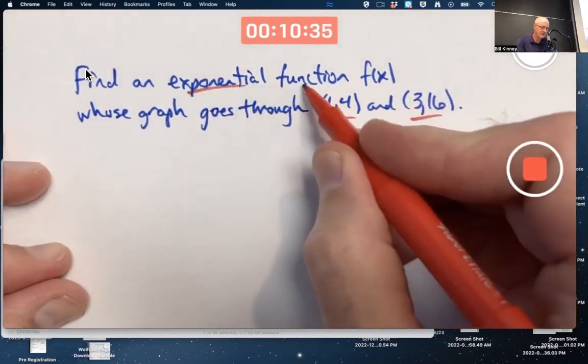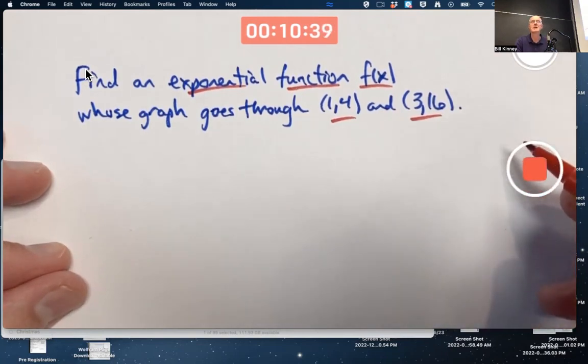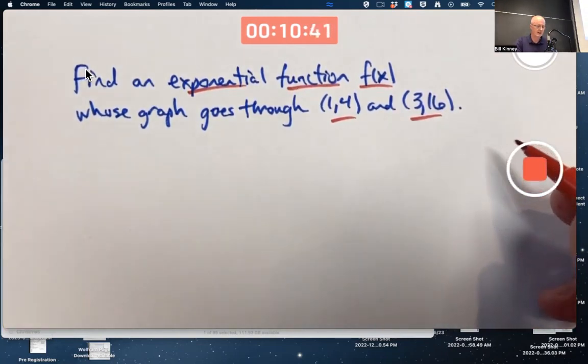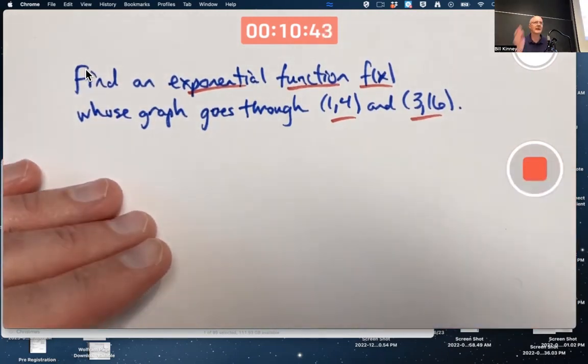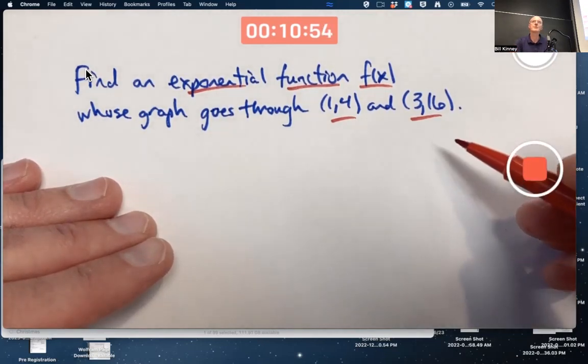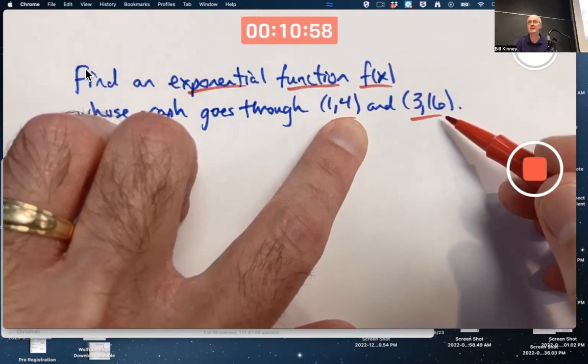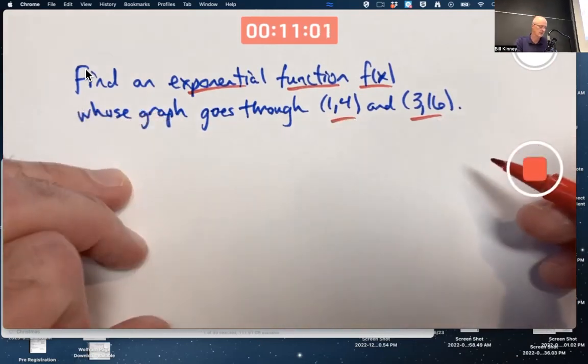It says find an exponential function f of x that also goes through these same two points. You will be able to find such a function as long as the two points are not on the same vertical line. If they're on the same vertical line, that would be trouble, right? Because then it would fail the vertical line test. No function would go through those two points. And for an exponential function, you also want them to have the same sign, positive or negative, for the second coordinate.